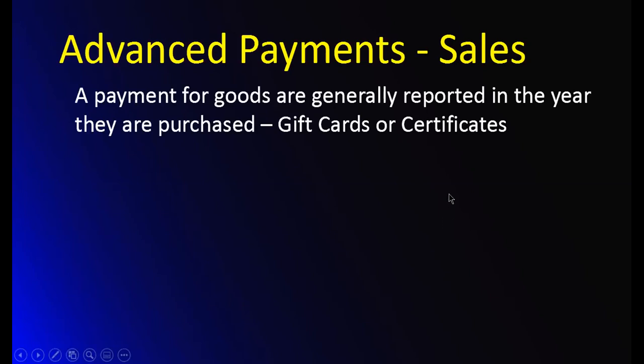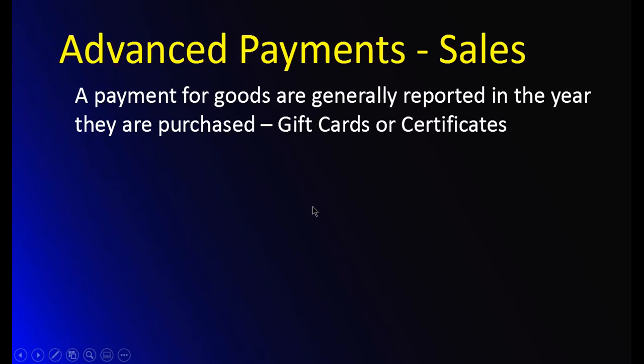Can't think of anything? I'll be honest, I could not think of anything until I read it and I went back and reviewed the tax law itself. And then I found the answer, and it was one item. There's only one type of item that actually qualifies. Payments for goods are generally reported in the year they are purchased, except for gift cards or gift certificates.